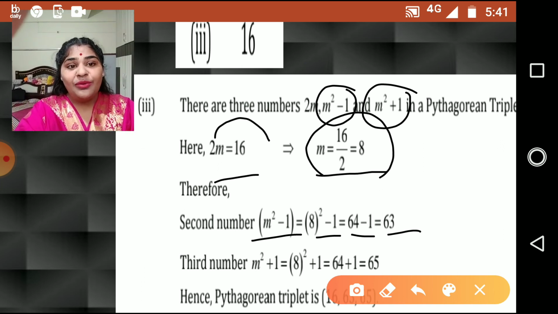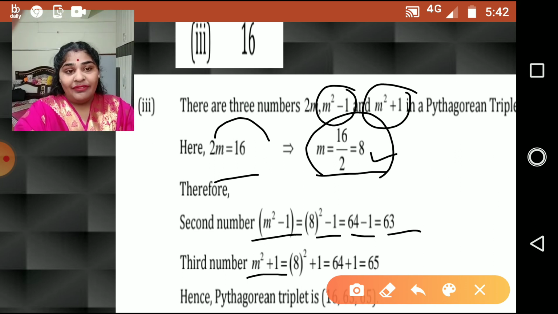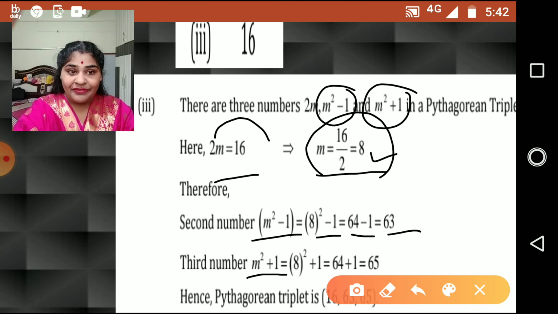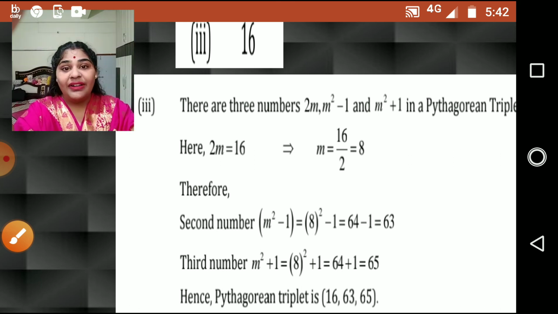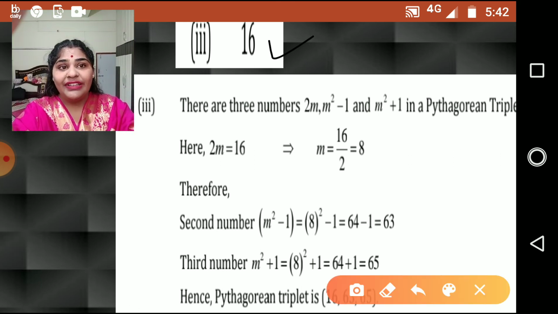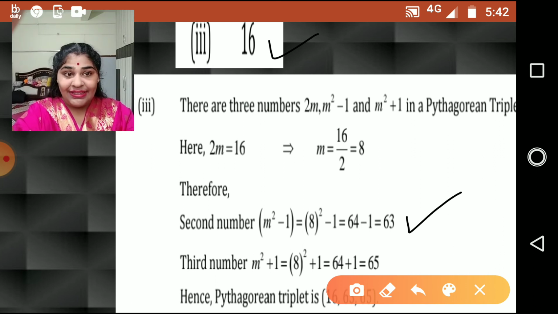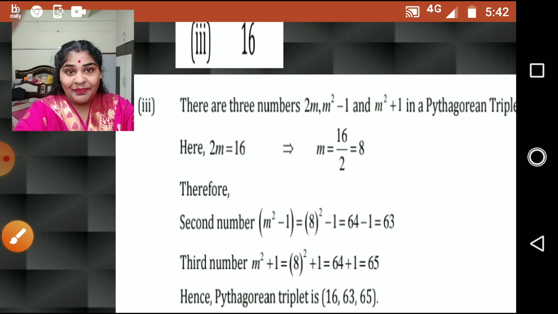Similarly, m square plus 1 will be equal to 8 square plus 1, where I am substituting m as 8, which we have already found. So 8 square plus 1 will be 64 plus 1, which is equal to 65. So hence we got our triplet. The first number is always the one you already have with you, 16. The second number is 63 and the third number is 65.